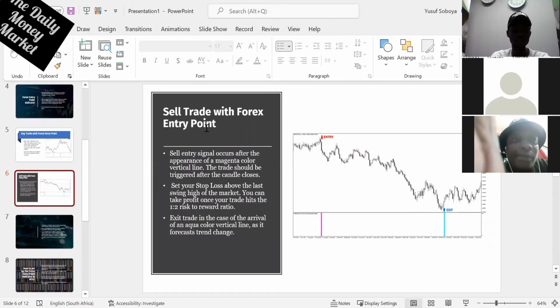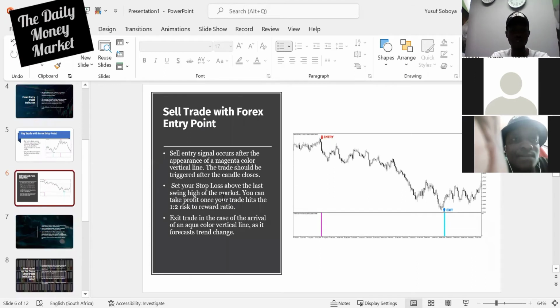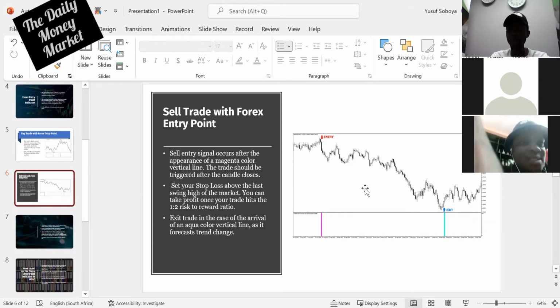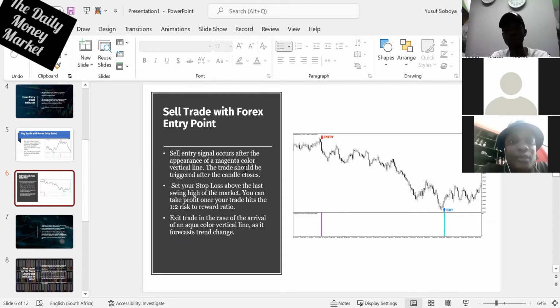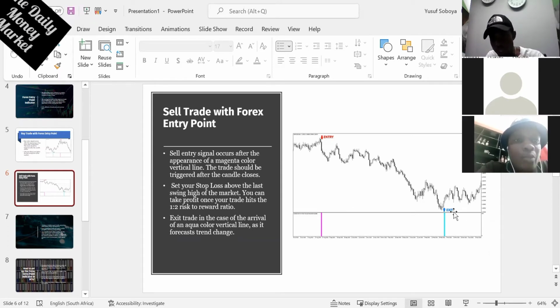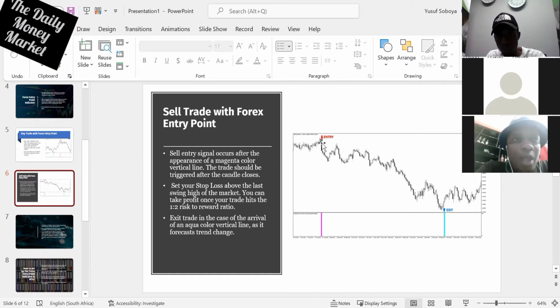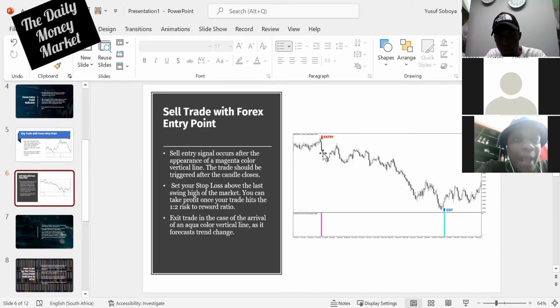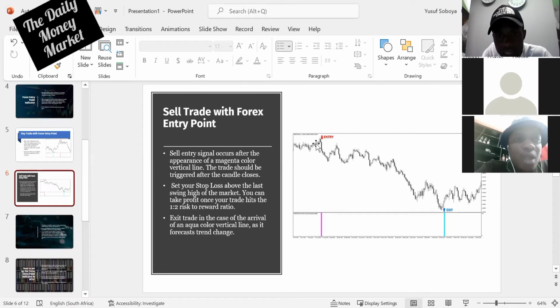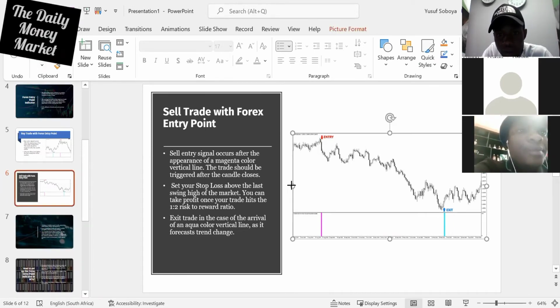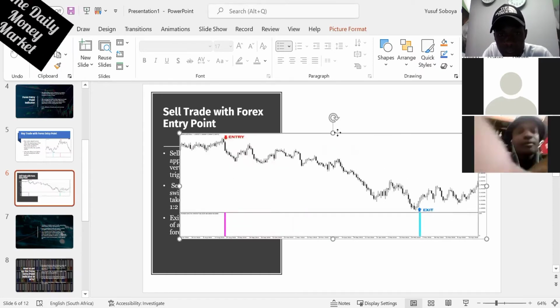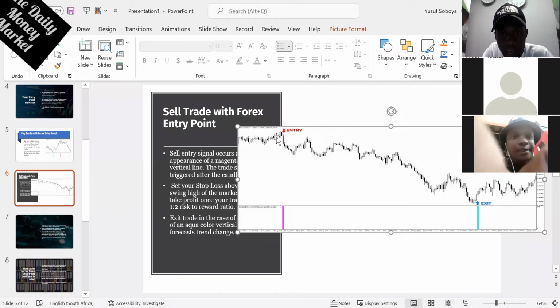And then there's a sell trade with the forex entry point. Same as a buy, it's just vice versa. The sell entry signal occurs after the appearance of magenta color vertical lines. Here it shows you the entry, two candlesticks confirm it. It actually started somewhere around here. There's a candlestick that shows like a little bit of a hammer. If you look at it somewhere, yeah, here we go.